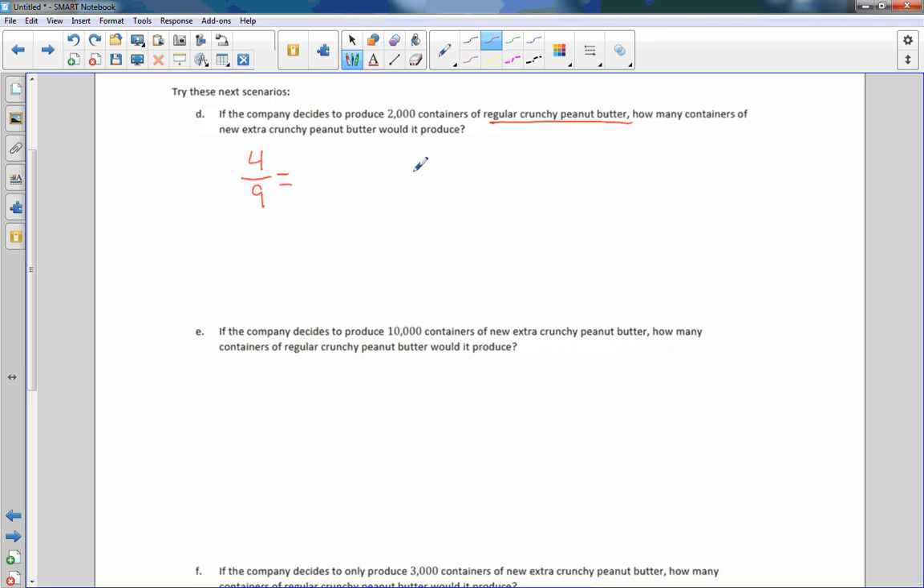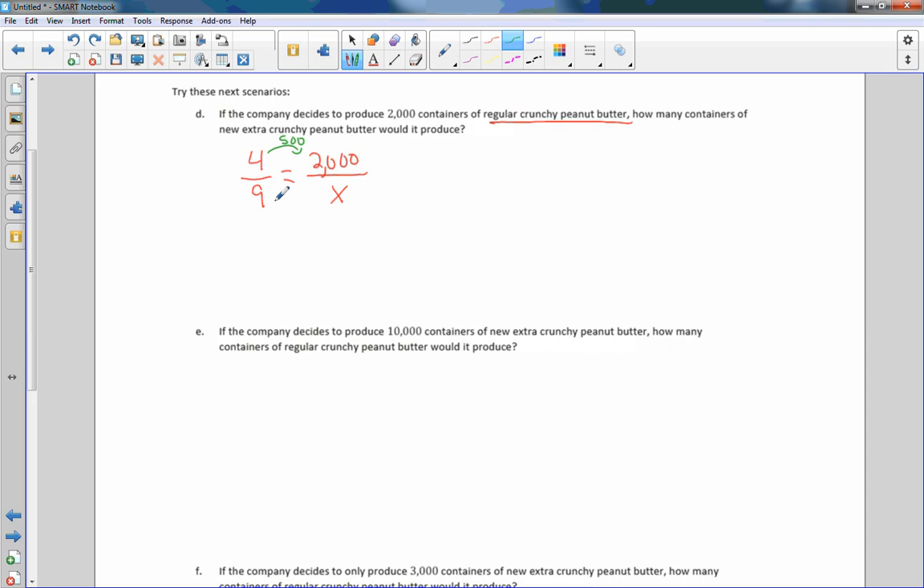Okay, so if we know that 4 out of 9 is regular chunky peanut butter, and we know we are making 2,000 containers of the regular, I can find out what the total should be if my ratios are equal. So I can think of it this way. What do I multiply 4 by to get 2,000? If we just look at the 20, 5 times 4 is 20, and then there's 2 zeros after it. So 4 times 500 is 2,000.